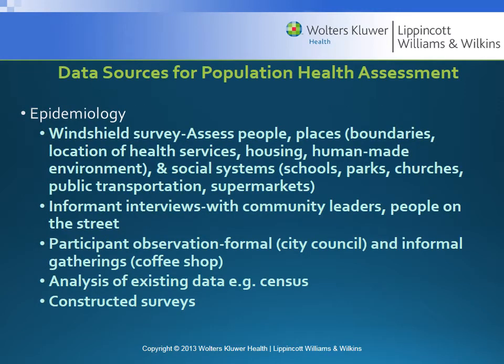So what sources do we use for a population health assessment? We can use epidemiology, activities such as windshield surveys, where we assess people and places. We look at boundaries, the location of health services, housing, and the human-made environment. We look at social systems. We assess schools, parks, churches, public transportation, and availability of supermarkets. We can also use informant interviews with community leaders and people on the street.